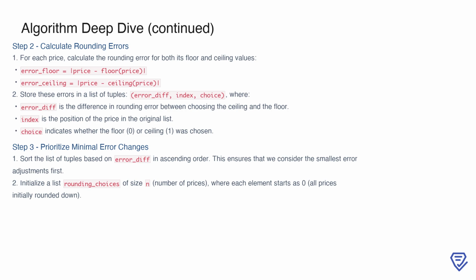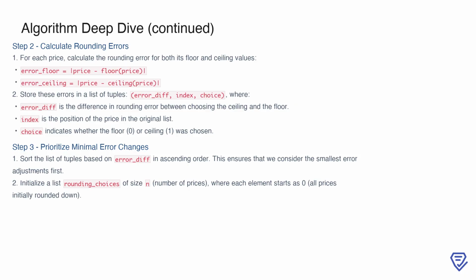Once we know the target is within the valid range, the next step is to calculate the rounding errors for each price. For a given price, we compute the error for rounding it down to its floor and the error for rounding it up to its ceiling. These are calculated as the absolute differences between the original price and its rounded values. To facilitate decision-making, we store this information in a list of tuples.